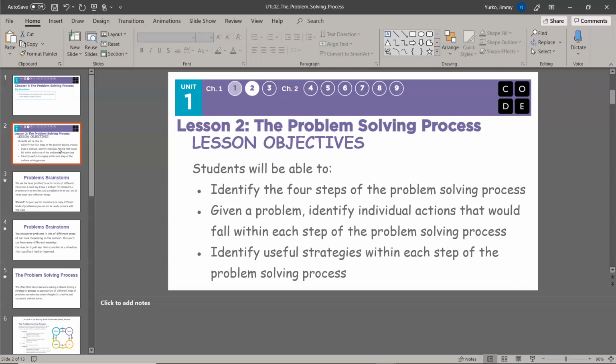Our objective in this activity is to identify the 4 steps of the problem-solving process, be able to identify individual actions that would fall within the step of a problem in that problem-solving process, and identify strategies within the steps of the problem-solving process.